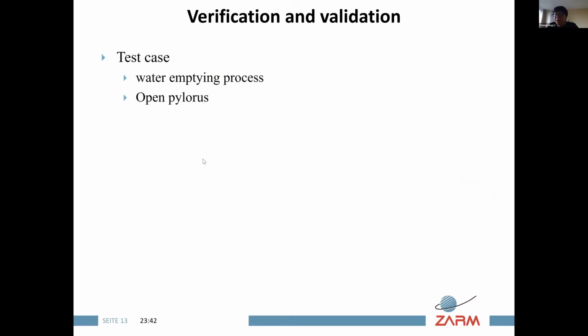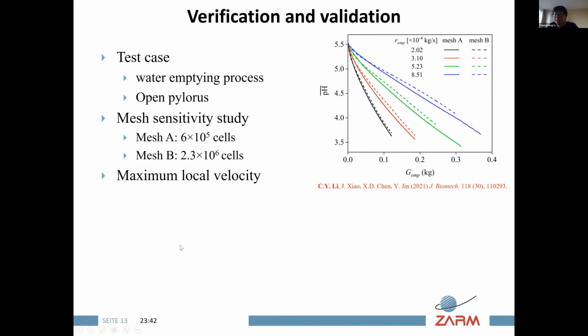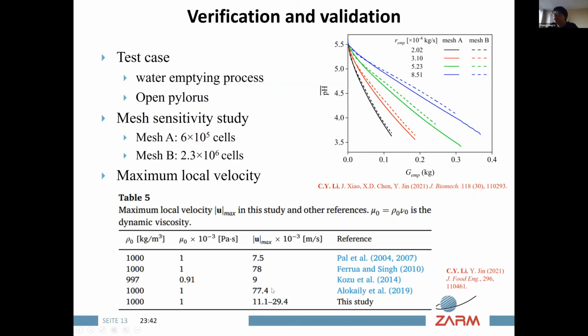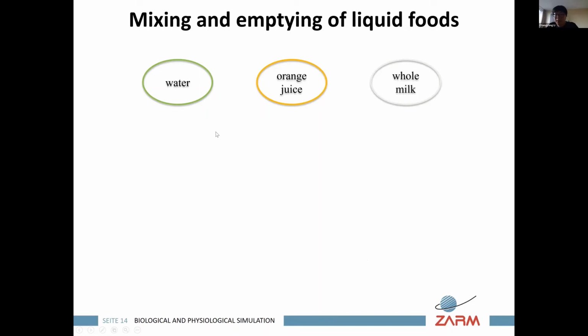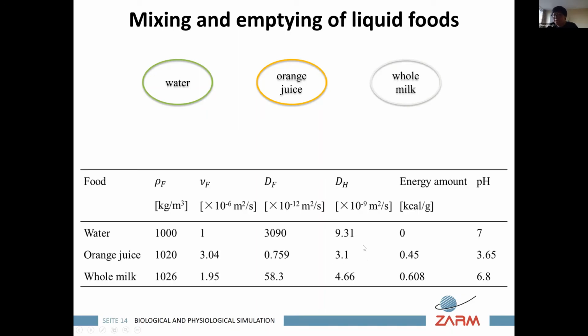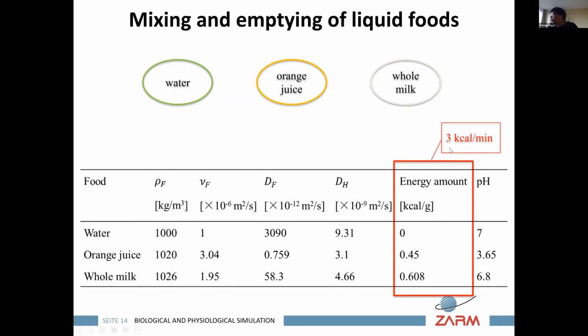We have done a mesh sensitivity study with different meshes and also compared the results qualitatively with the published works. The developed CFD model is used to simulate the emptying and mixing process for 3 different liquid foods: water, orange juice, and whole milk. The physical properties of the foods used in the study are shown in this table. It should be noted that they have different energy amounts. A published paper suggests that gastric emptying is controlled to be 2 to 4 kcal per minute. In our simulation, we use a constant emptying rate of 3 kcal per minute.